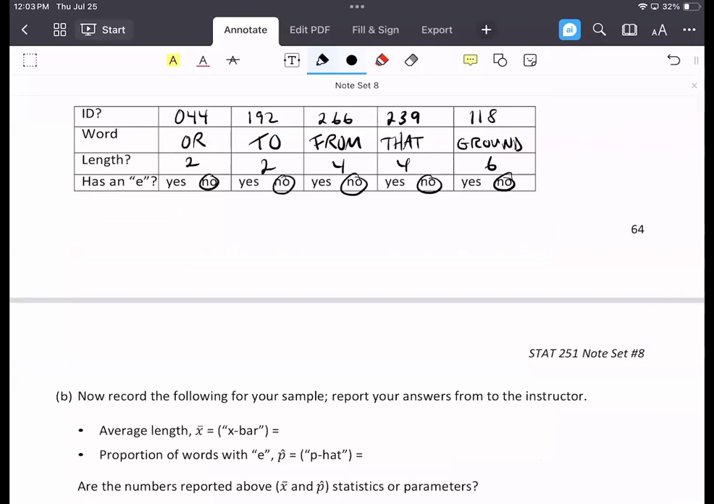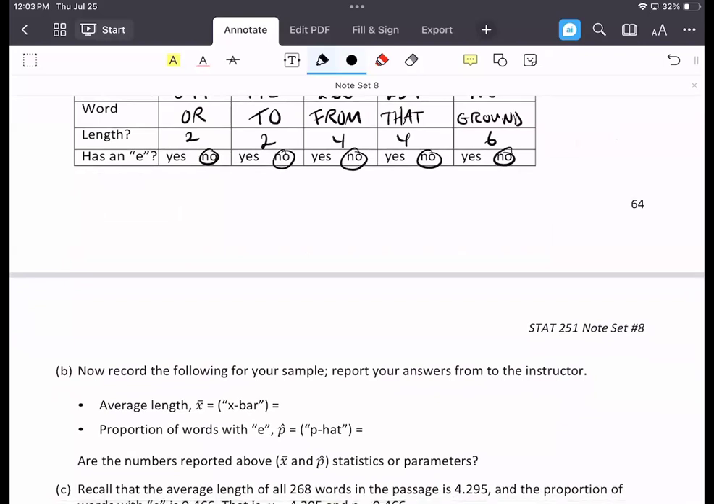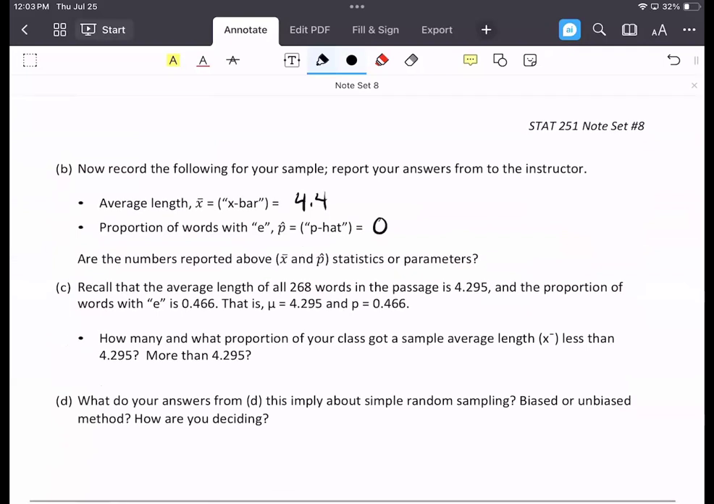If I find the average, I'd add up the counts, 2 plus 2 plus 4 plus 4 plus 6, and divide by 5. And I get 4.4. And the p-hat in this case is 0, because I didn't have any words with the letter E in them. Now, recall that the average of all 268 words in the passage is 4.295, and the proportion with E is 0.466. So I know what mu and p are.